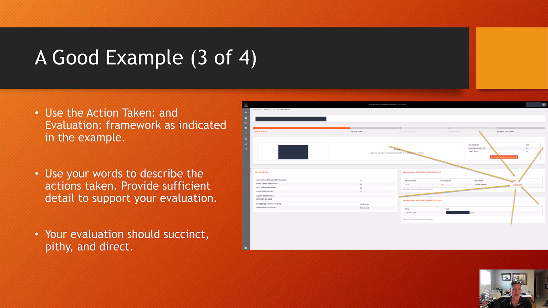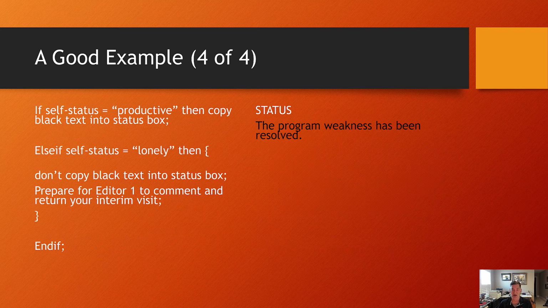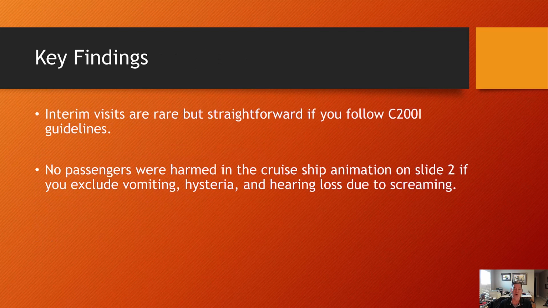And then when you're looking at the action, the progress since last review uses the framework of action taken and evaluation. This gives you what they have done in the action taken and what your evaluation is for doing that. And then for the status, you're going to say either it's resolved, not resolved, and so forth. Pretty good and straightforward.